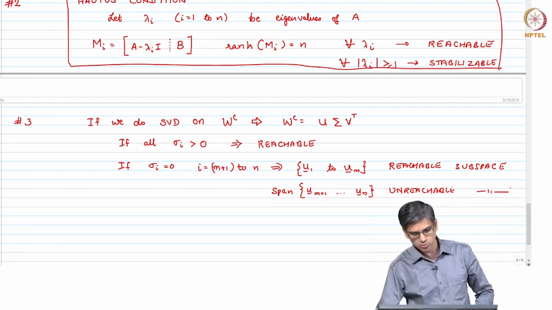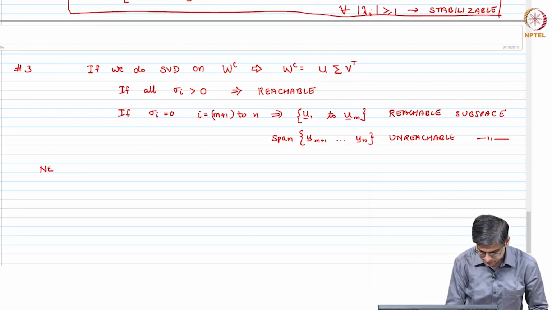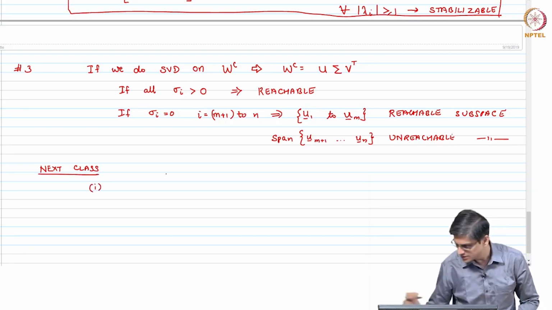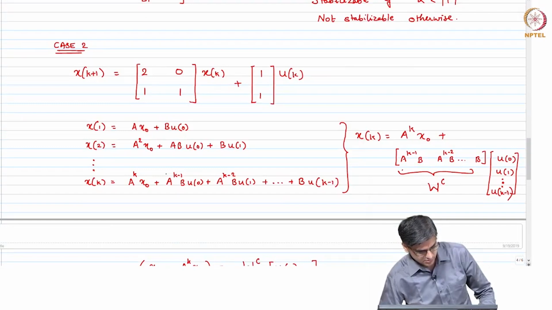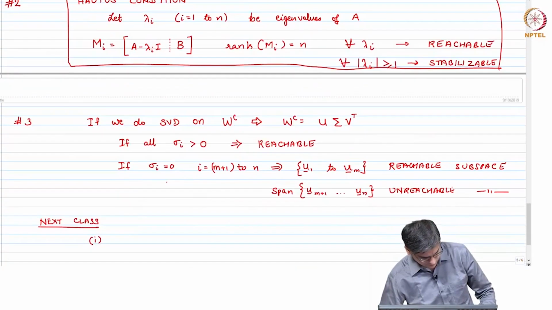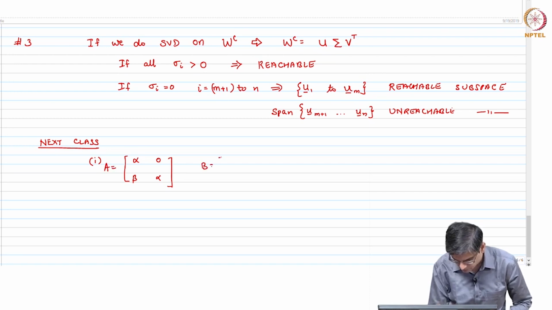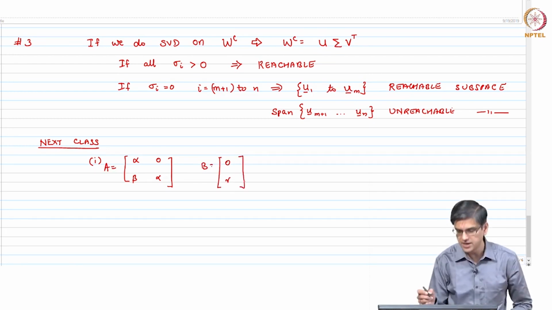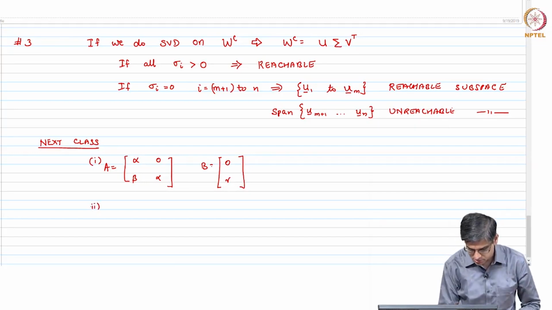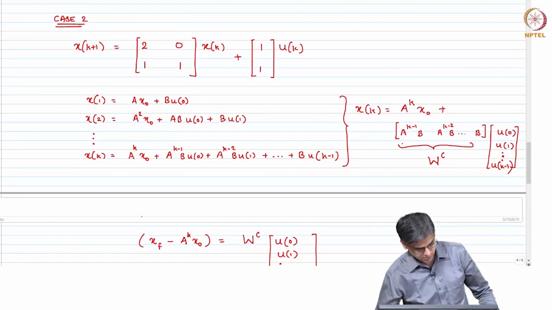Okay. So with that I finish the class. If anyone wants to leave, they can leave. What will we do in the next class? We will take two examples. Example 1 is the same as before, with alpha, 0, beta, alpha, 0, gamma, and then apply all those three conditions. The case 2 we will take is 2 0 1 1 1 1.